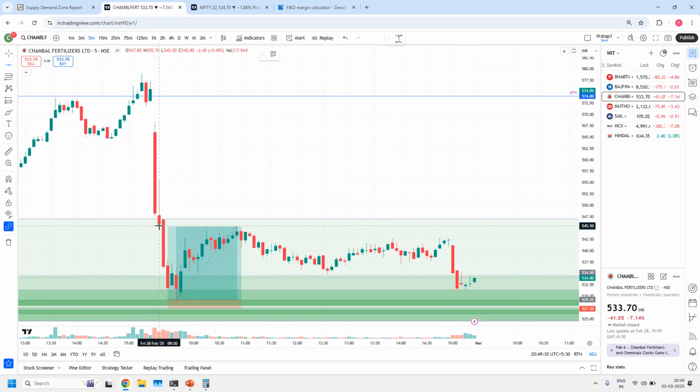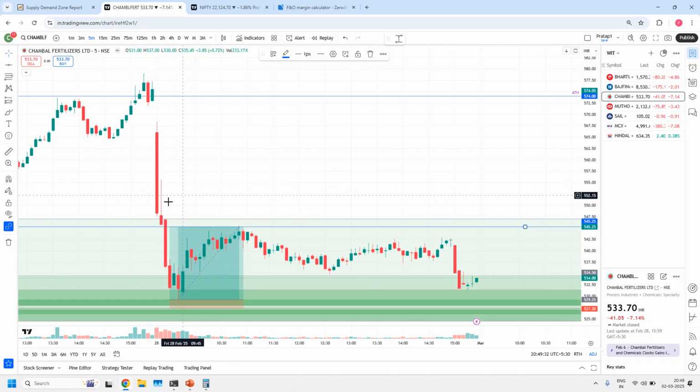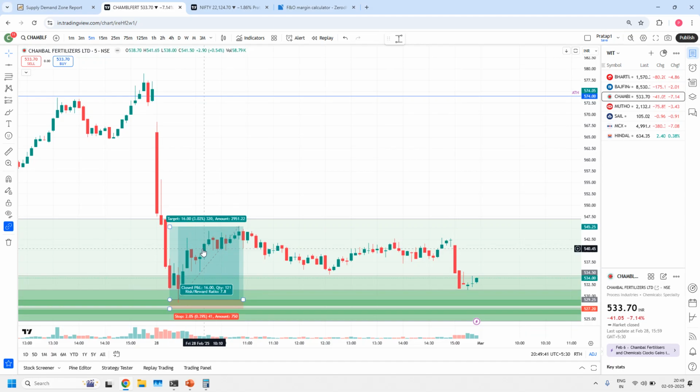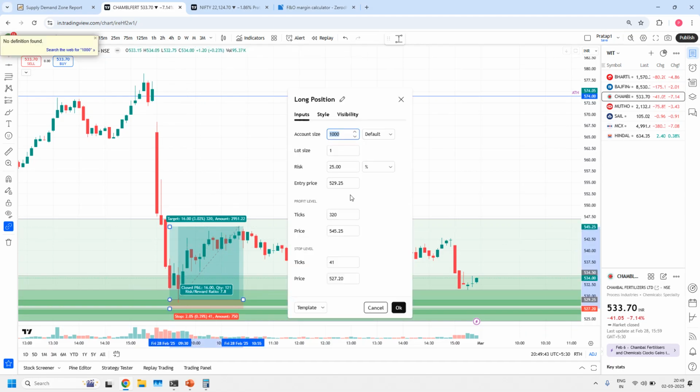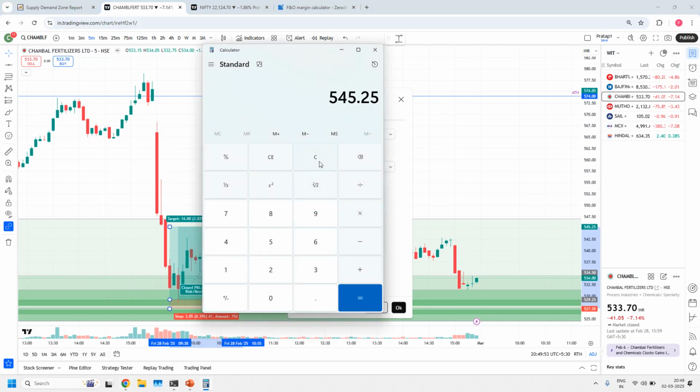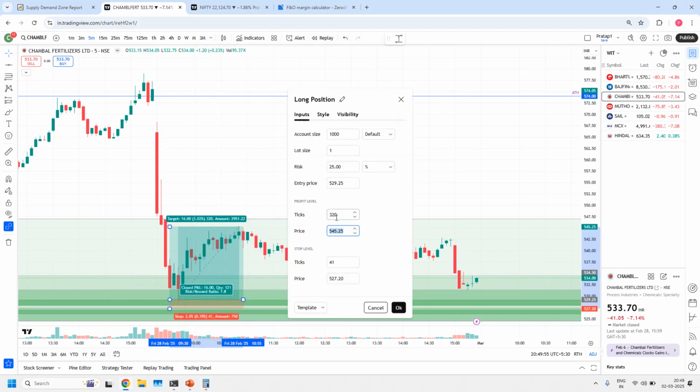Let me draw a horizontal line here. So here you might have exited. That means exactly the maximum it reached. So that's the maximum it would have given on the day. Let us calculate the entry price and your target price, profit level 545.25. Let us say this is the intraday profit we are calculating, the HLQ zone profit, intraday.